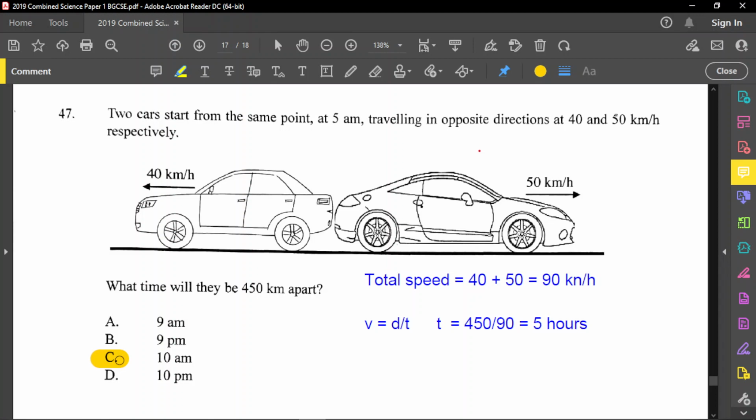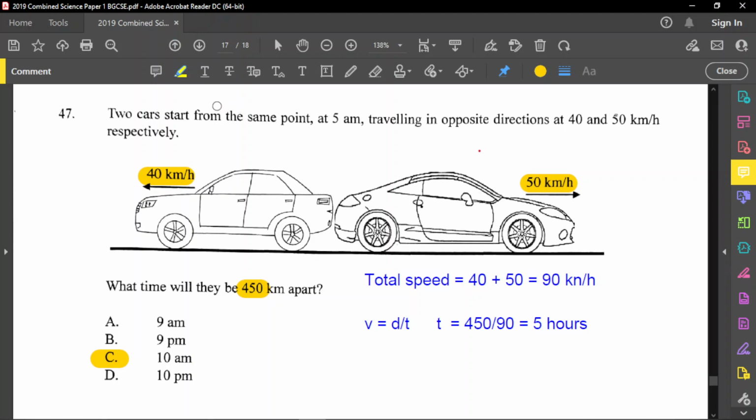I'm going to show you something real cool, right? If they take 5 hours to move from where they were to reach this distance, this distance is shared between them. If one car is driving faster, then out of this 450 kilometers, the car moving at 50 kilometers per hour will cover more distance than the one at 40. So the one at 40 kilometers per hour will cover less distance. So out of this 450, how much distance was covered by the car with the 40, and what distance was covered by the car with the 50?